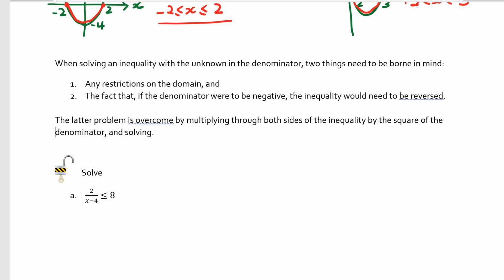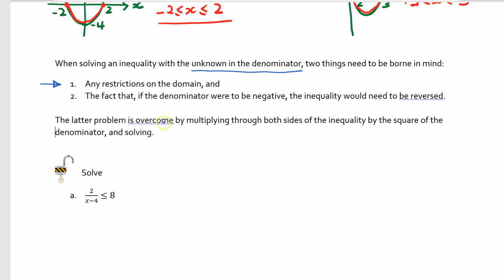The next type of inequality that we might encounter in extension 1 is an inequality which is fractional and which has an unknown in the denominator. And when we look at these, we need to bear two things in mind. The first is we need to be aware of any restrictions on the domain. So we know we're not allowed to divide by 0. The second is the fact that if the denominator were to be a negative and we had to multiply it across the inequality, we know that the inequality would need to be reversed.